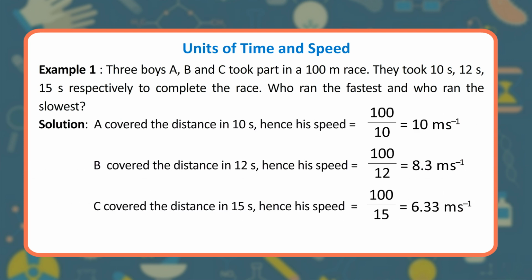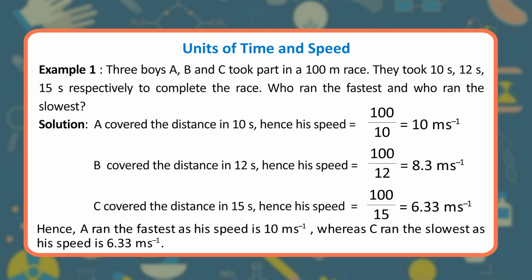Solution. A covered the distance in 10 s, hence his speed equals 100/10 equals 10 m s⁻¹. B covered the distance in 12 s, hence his speed equals 100/12 equals 8.3 m s⁻¹. C covered the distance in 15 s, hence his speed equals 100/15 equals 6.33 m s⁻¹. Hence, A ran the fastest as his speed is 10 m s⁻¹, whereas C ran the slowest as his speed is 6.33 m s⁻¹.